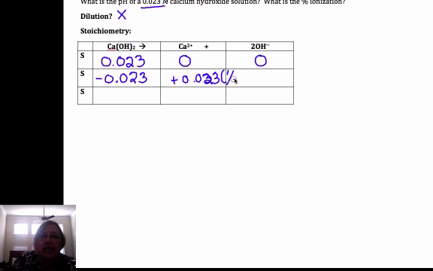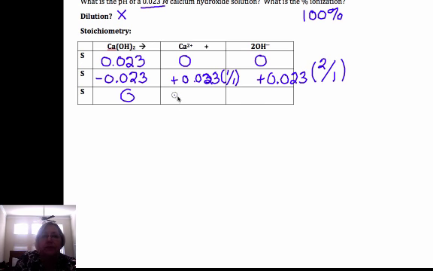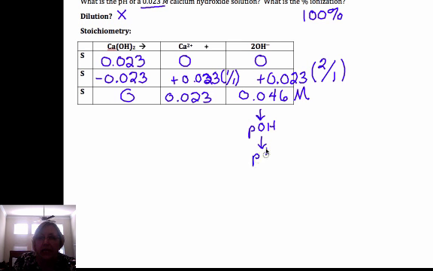Now, this time is one of the few times in acid bases that you'll actually have something other than a 1-to-1 mole ratio, and that's right here. And that's because we get 2 hydroxides for every 1 calcium hydroxide. So this is 0, and again, a strong base ionizes 100%. This is 0.023, and this is 0.046 molar. Now, this is my OH minus, so what I'm going to do is calculate pOH and then get to pH.